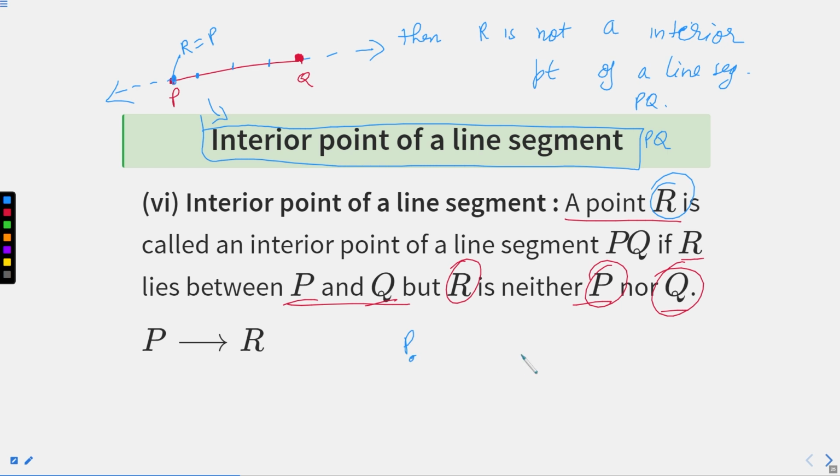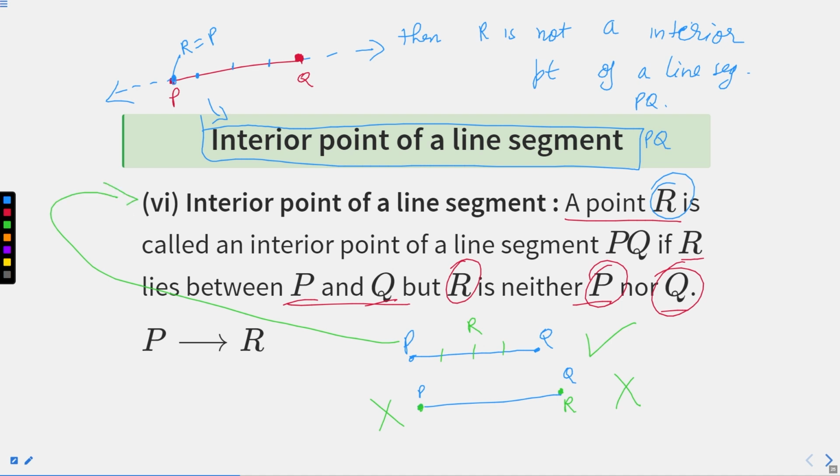P is here, Q is here, right? And P is here, Q is here. Then if R is here, then it is wrong. If R is here, this is also wrong. So this kind is an interior point of a line segment.